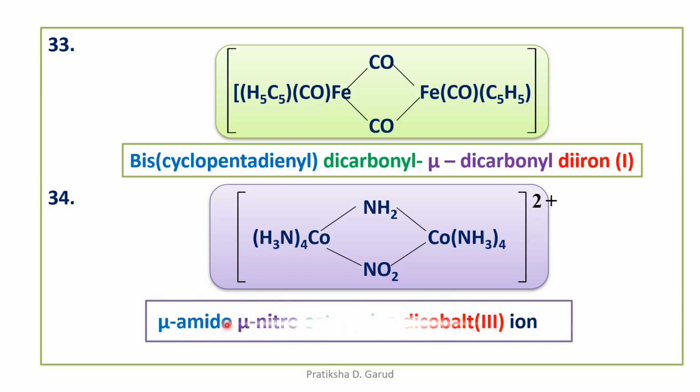So the name is mu amido. NH2 is the amido, therefore it is mu amido. NO2 is mu nitro, octa. Octa means 8, 8 ammine. Then there are 2 cobalt, therefore dicobalt(III) ion. So it is mu amido, mu nitro octaammine dicobalt(III) ion.